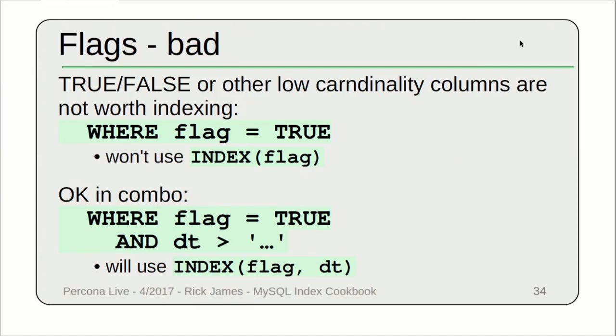On the other hand, if it makes sense to have a composite index, here's an equal followed by a range, the optimizer will do a decent job on that.